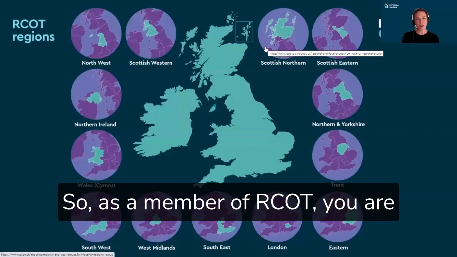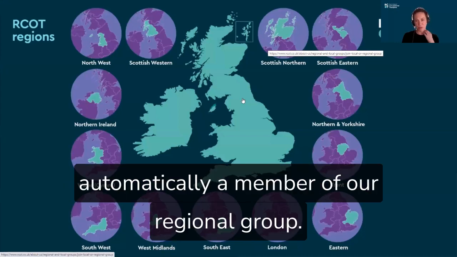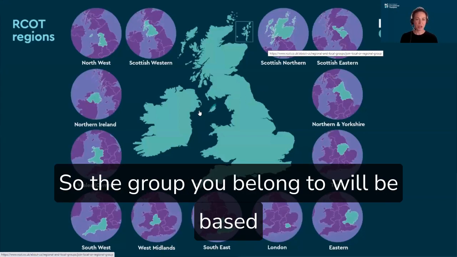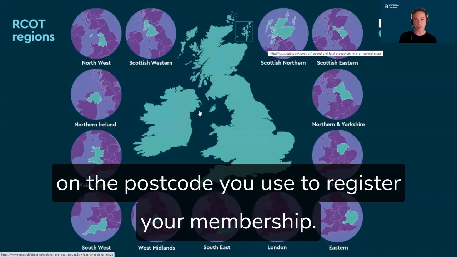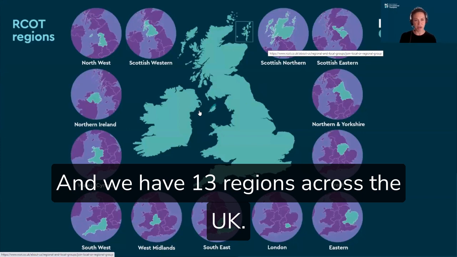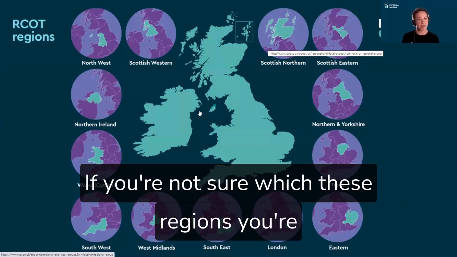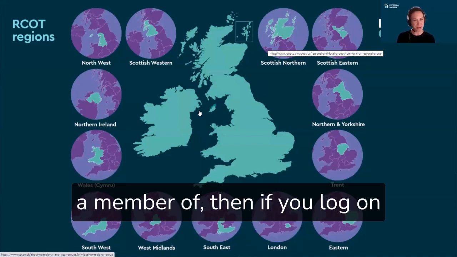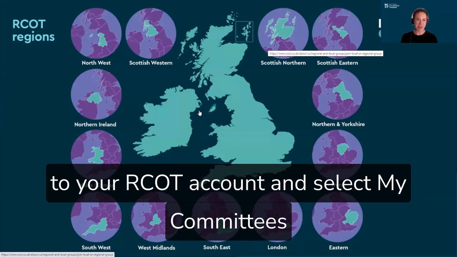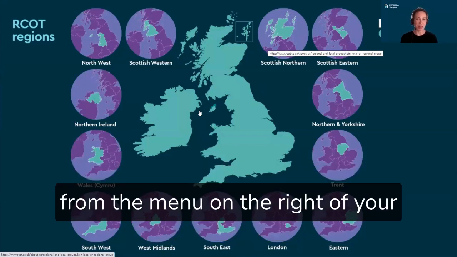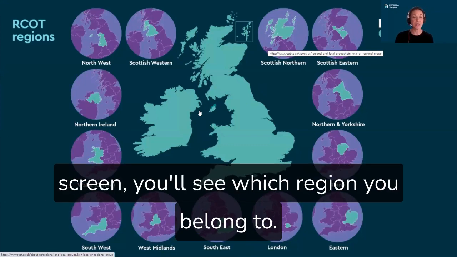So as a member of RCOT, you are automatically a member of our regional group. The group you belong to will be based on the postcode you use to register your membership, and we have 13 regions across the UK. If you're not sure which region you're a member of, log onto your RCOT account and select My Committees from the menu on the right of your screen, and you'll see which region you belong to.